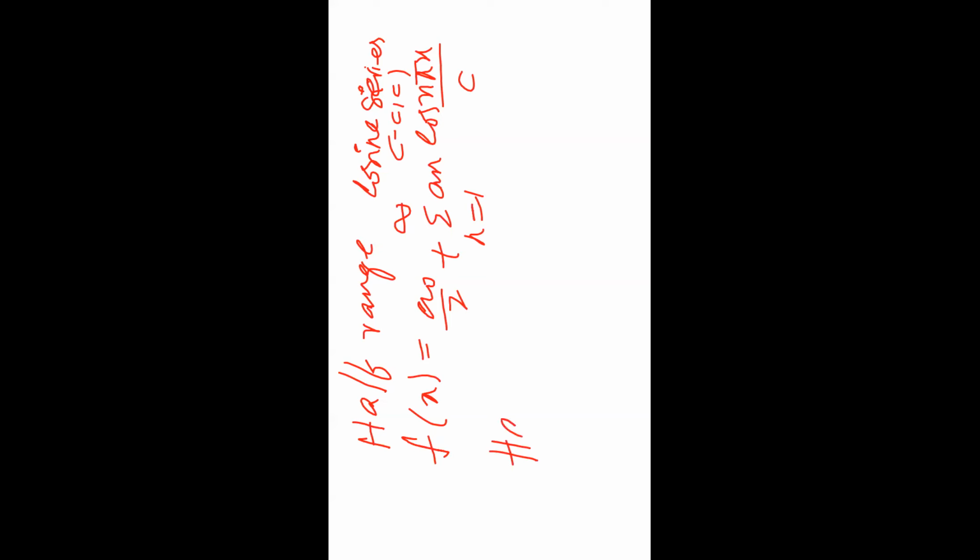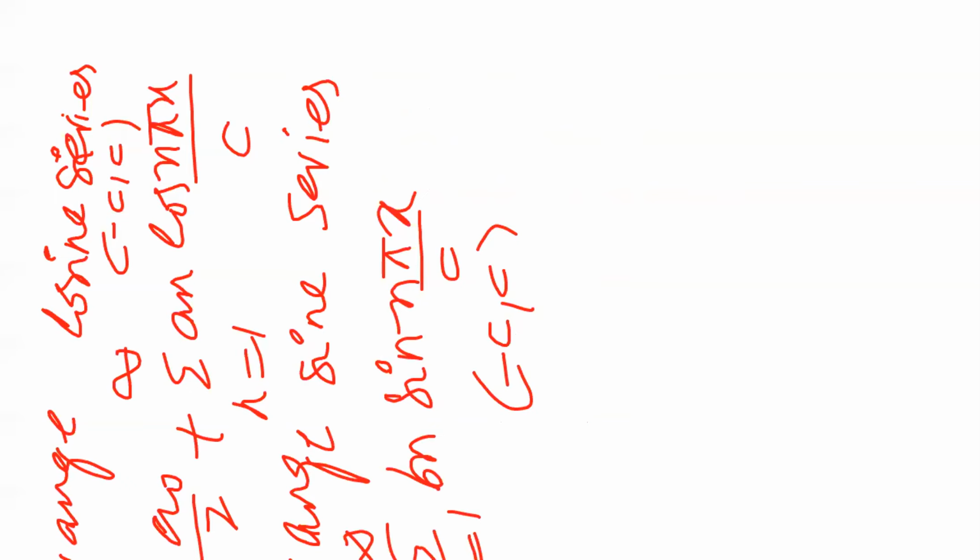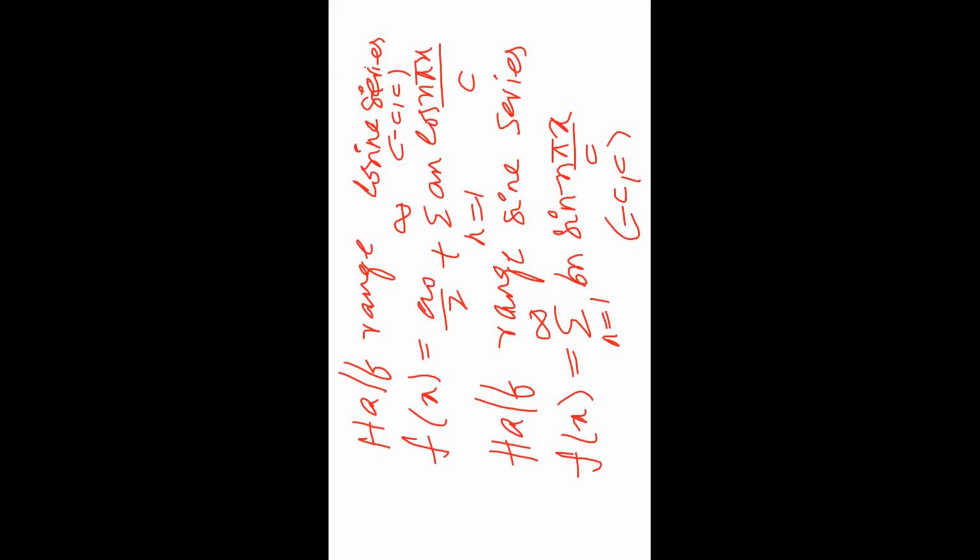Next, half range sine series. It has only one term. The term is only bn. Sigma n equal to 1 to infinity bn sin n pi x by c. Here also the limits are minus c comma c. So these are the formulas, and we have to write what is n and what is an.